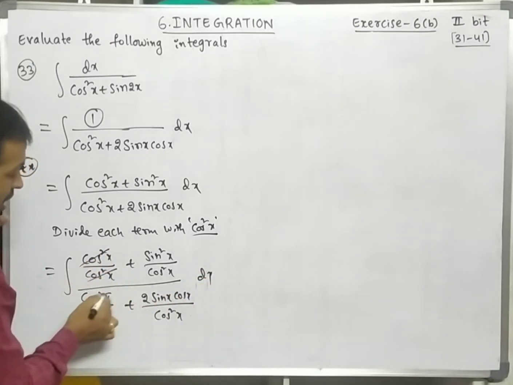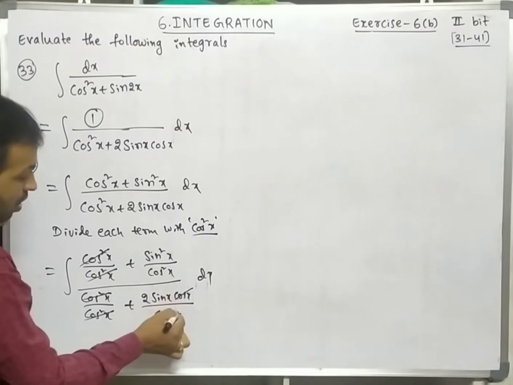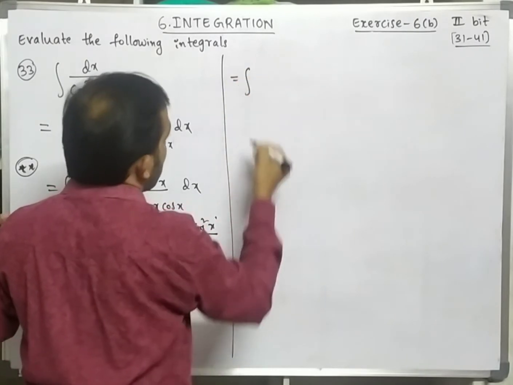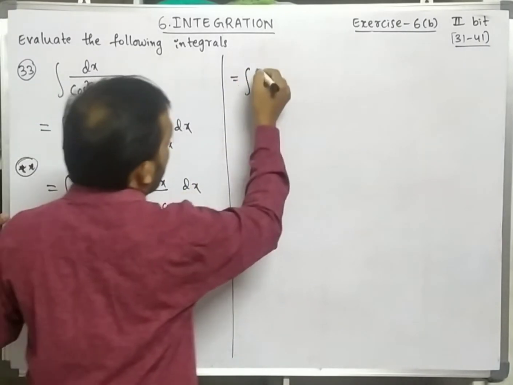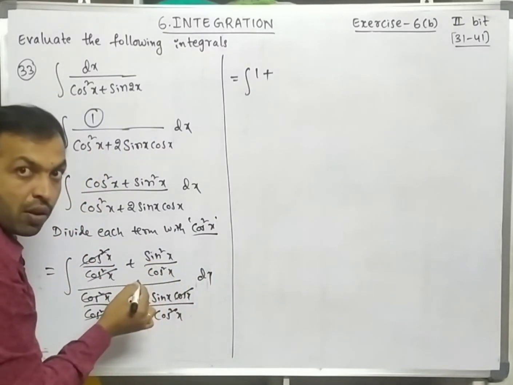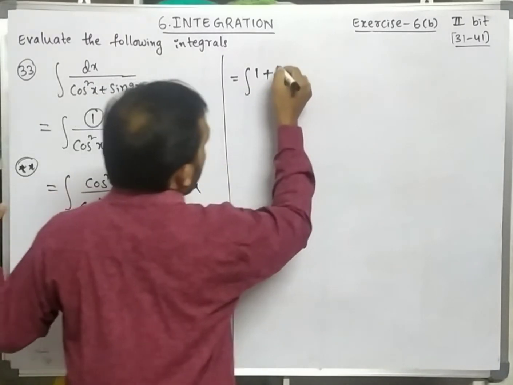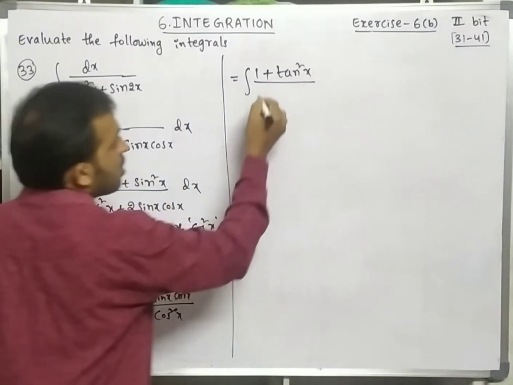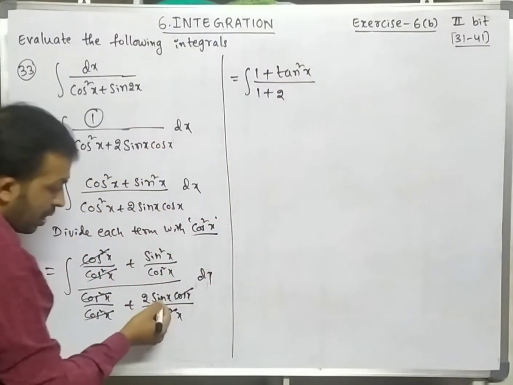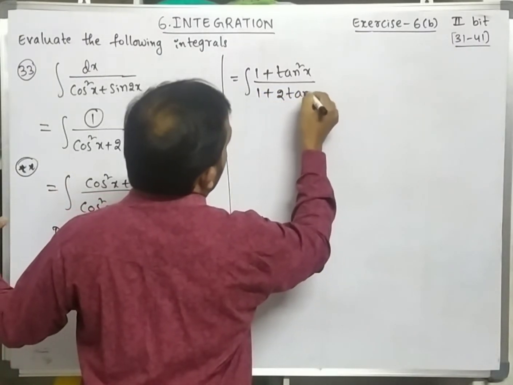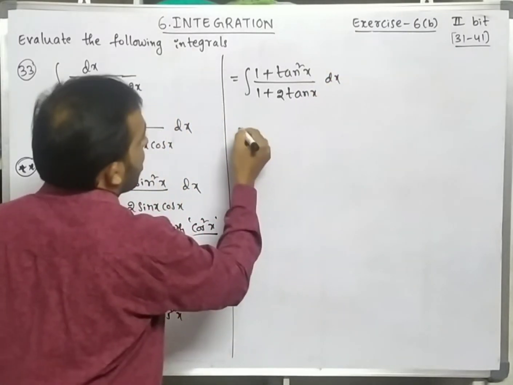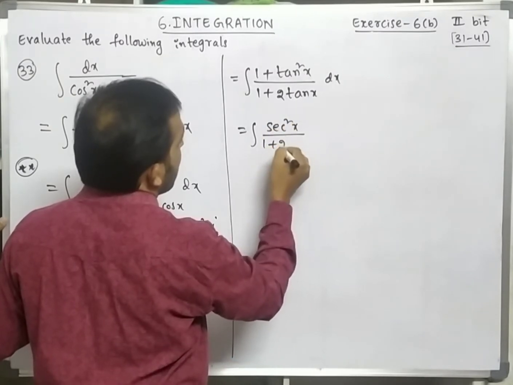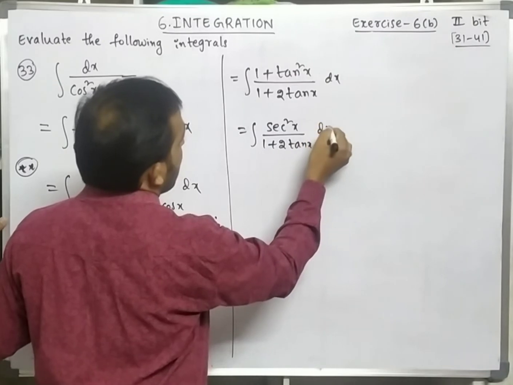Here these two get cancelled, these two get cancelled, one cos x gets cancelled. So finally what is remaining? Integration, numerator we have 1 plus sin square x by cos square x, that is tan square x, by, here, 1 plus 2 sin x by cos x is tan x, dx. So 1 plus tan square x is nothing but secant square x. We have the identity, this 1 plus 2 tan x dx.